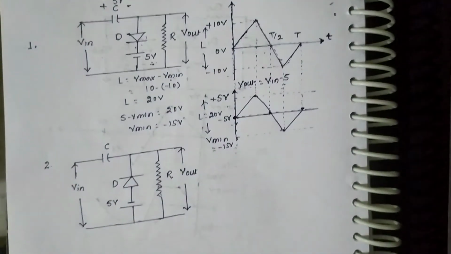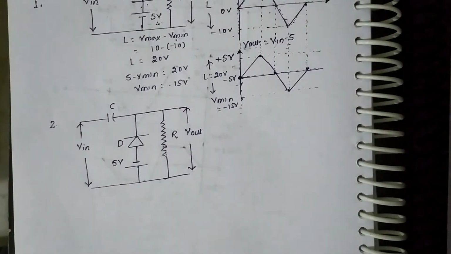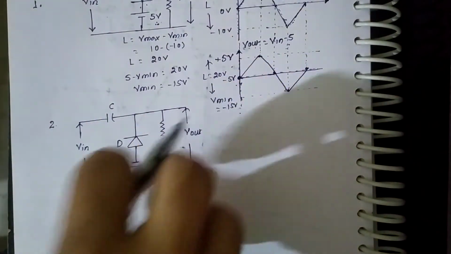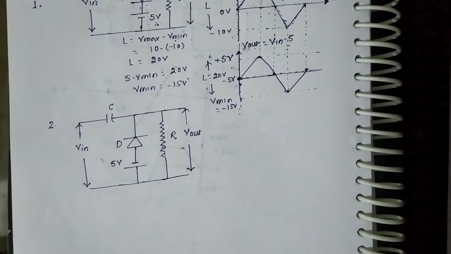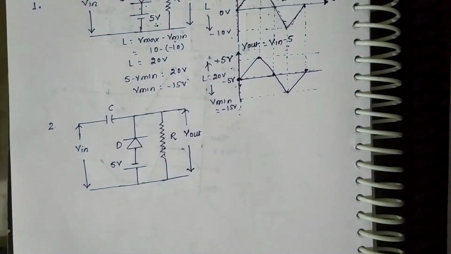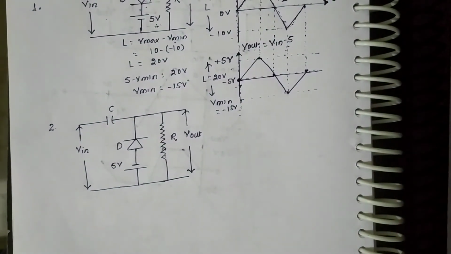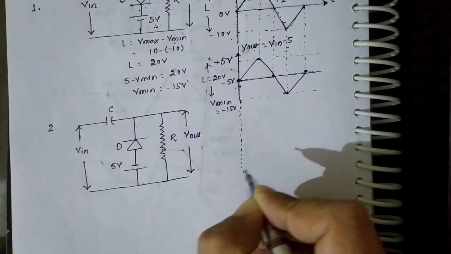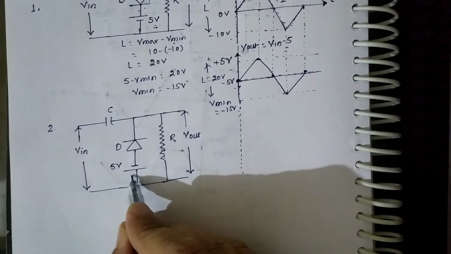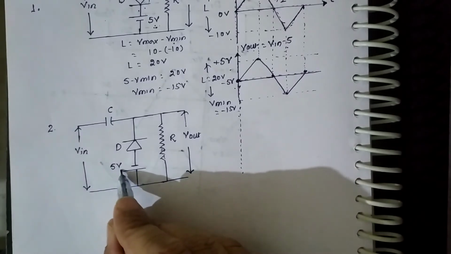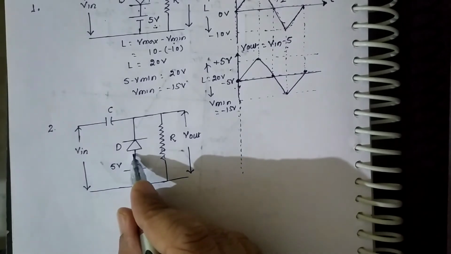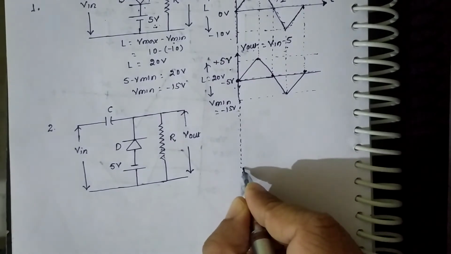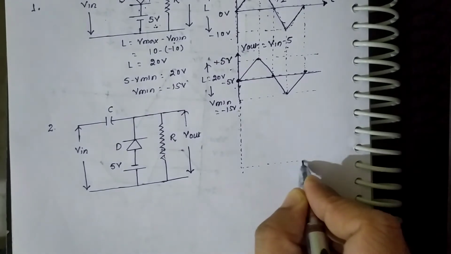Now I am taking the second circuit. Let us say the second circuit diagram is given like this. So directly I am going to draw the output for this circuit diagram. What is step 1? See what is the battery potential. So here it is minus 5 volt connected with the diode D. So draw a horizontal line of minus 5 volt.